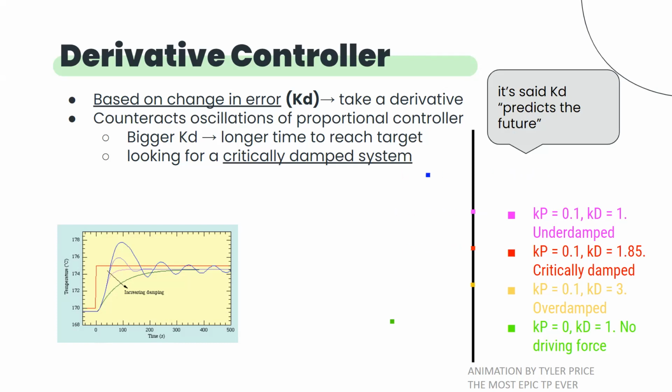Can anyone guess what a critically damped system is? Or have you ever heard of it? Yeah. No oscillations. Exactly. So you are essentially trying to bring your error all the way to zero as fast as you can. Yes. Same thing.